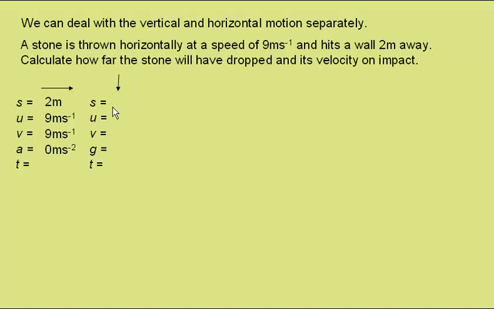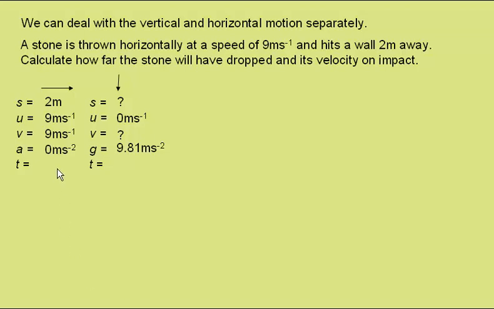My vertical displacement is what we want to find. My initial vertical velocity will be 0 meters per second, as the stone is thrown horizontally. My final vertical velocity I need to find. The acceleration g is 9.81 meters per second squared. Note I've specified the direction as down, and therefore g is positive, and I don't need this time.